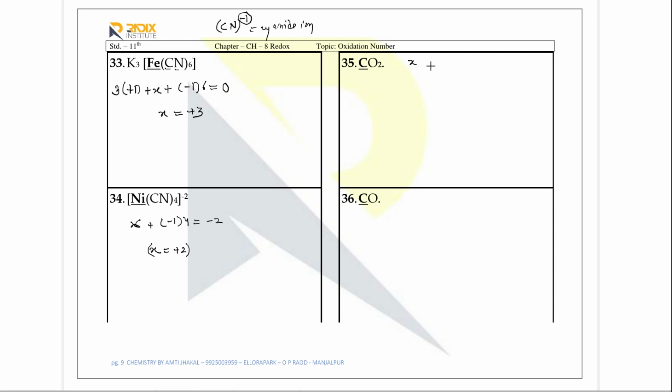Carbon oxidation number X, oxygen oxidation number -2, sum of oxidation number is equal to 0. So X is equal to +4. Carbon oxidation number X, oxygen oxidation state -2, and sum of oxidation number is equal to 0. So X is equal to +2.